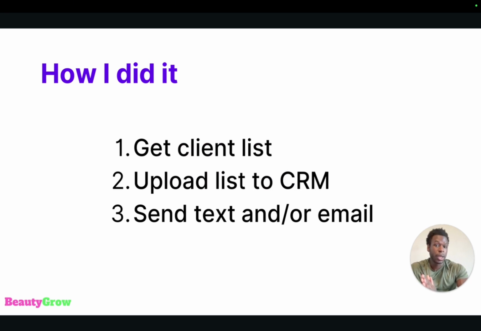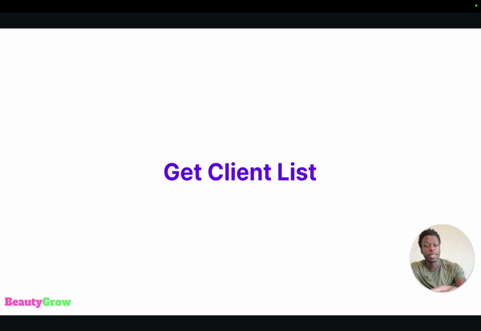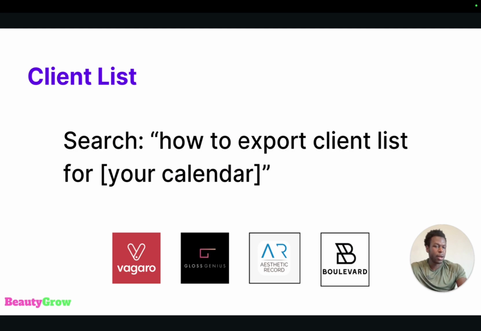The first thing we did is get the client list. Secondly, I uploaded that list to our CRM so that we can actually send the text out. And then third thing is actually send the text or the email that you want to run to your client list. So the first thing, which is getting the client list, depending on which calendar you use to book people, it's going to be slightly different. But for the most part, it's really straightforward.